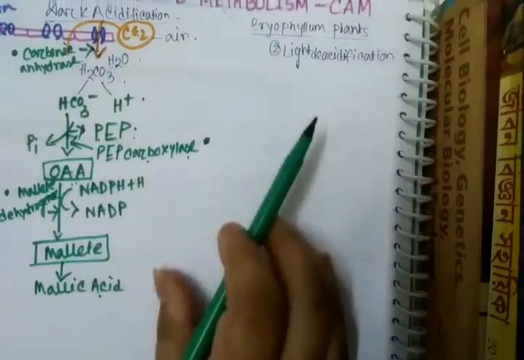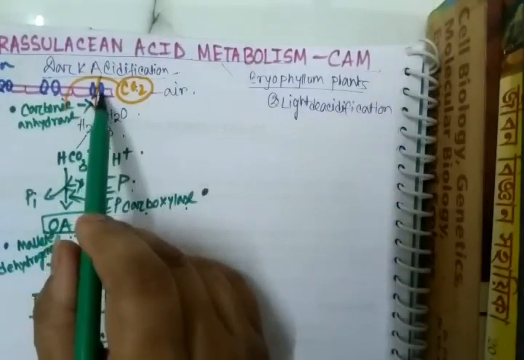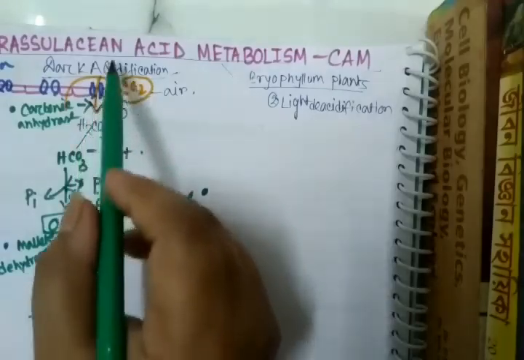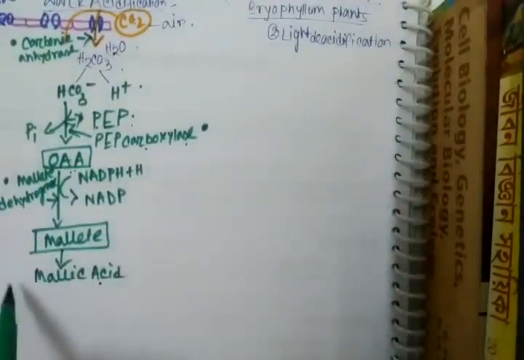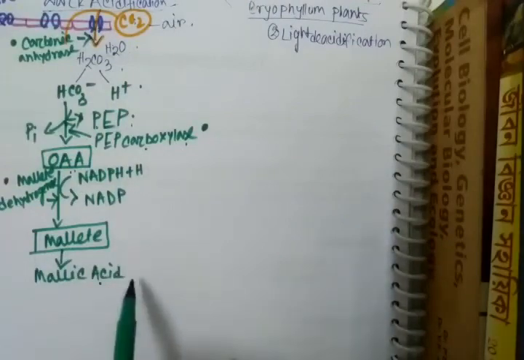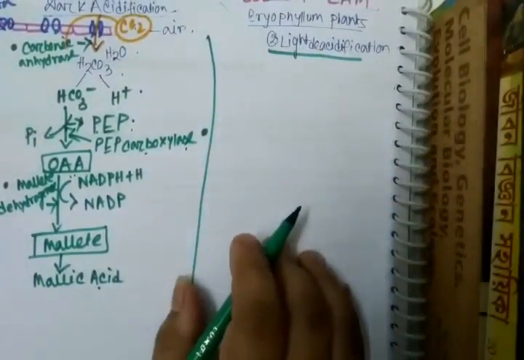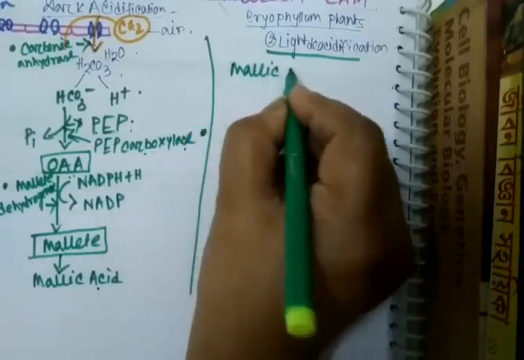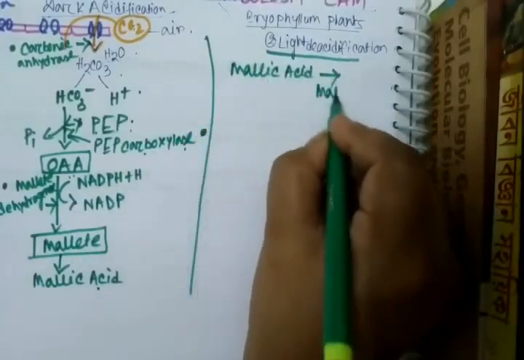in the crassulacean acid metabolism the stomata will be open in the night time. So the CO2 will enter in the night time only. So the malic acid which is formed in the night time, then in the daytime phase, that is light deacidification, the malic acid will next form malate.